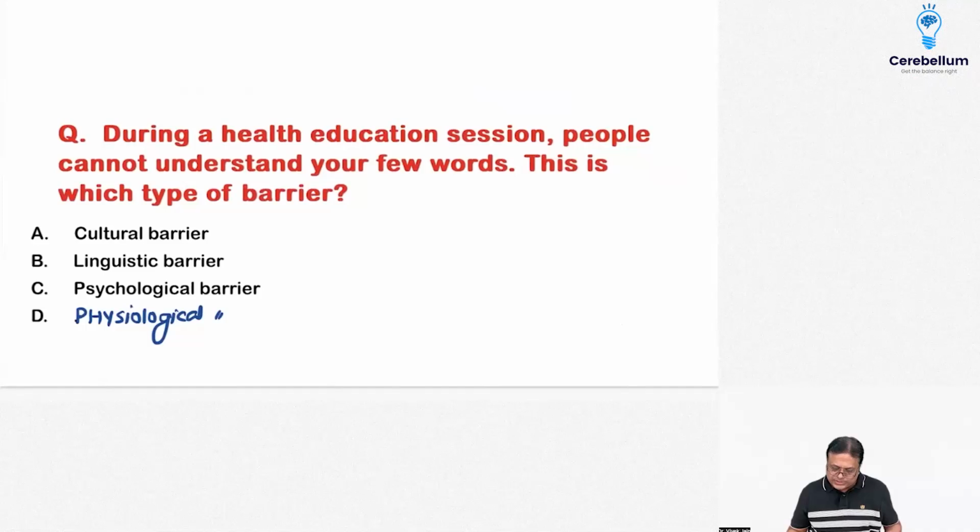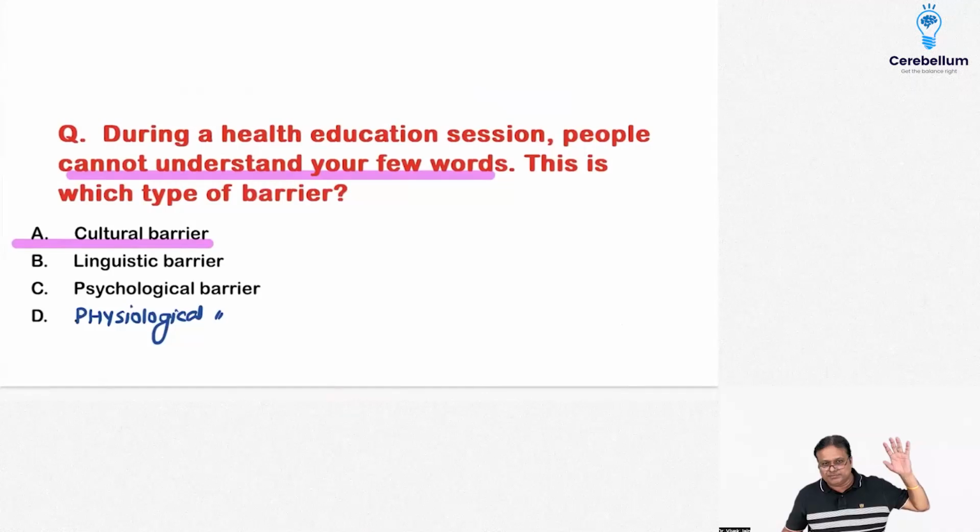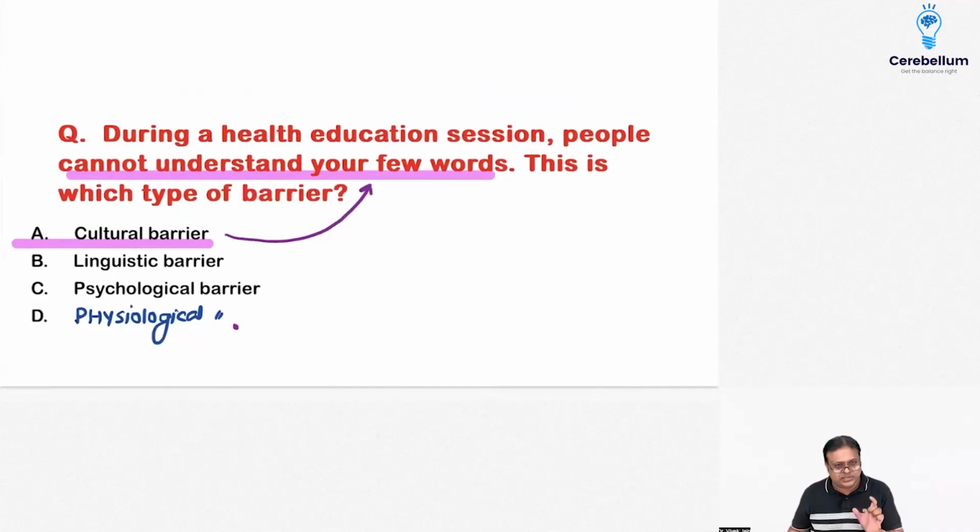Okay, there was a question. People cannot understand your few words. If they cannot understand your few words during a health education session, then this is a cultural barrier. See, physiological barrier is when there is too much noise. Suppose a big plane is nearby, some sound is coming, some music is going on. That is physiological. But cultural is they cannot understand your words at all. And students categorically mentioned, this was mentioned in the question, that they cannot understand your words, right? Okay, let's move further.